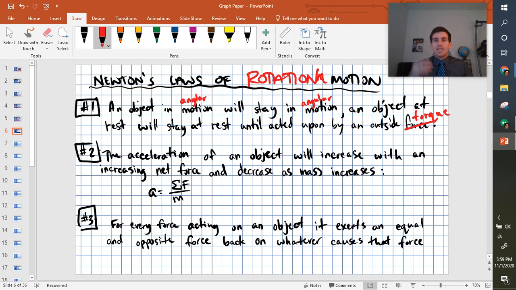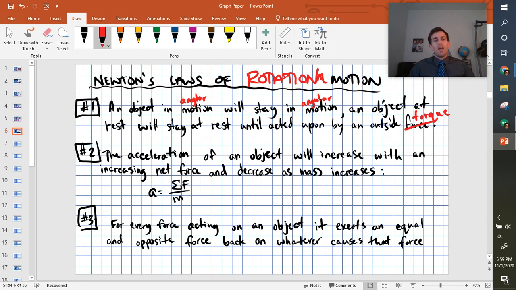On Earth, we don't see that because there's friction and air resistance and all kinds of other things that end up slowing it down. So if you spin a top on the Earth, you're very familiar with the idea that it will stop. But that's not true in universal terms. The only reason it stops is because there are outside torques acting on it. So the same rule that applied to linear motion applies in rotational terms.